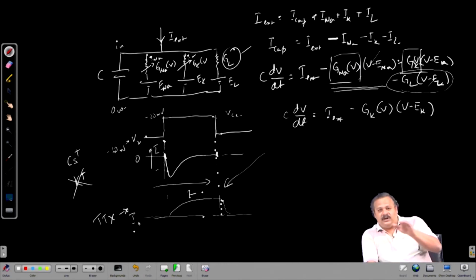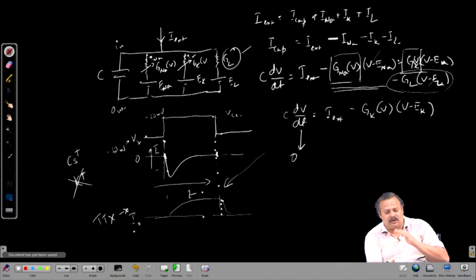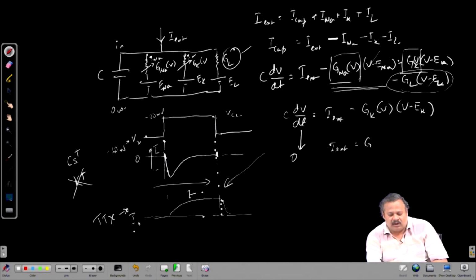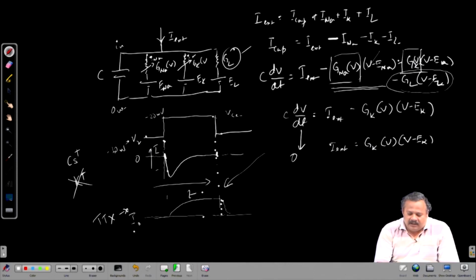We are clamping the voltage at a particular value, which means that our C dV/dt is set to 0, because the voltage is fixed, it cannot be changed. The experimenter is controlling the voltage exactly at the particular V that the experimenter wants. So, if this is 0, by measuring the current, we can easily get I external, which is the profile of G K as a function of V, G K into V minus E K.